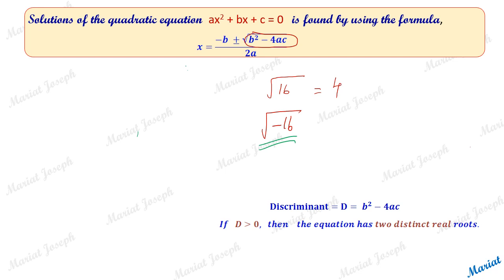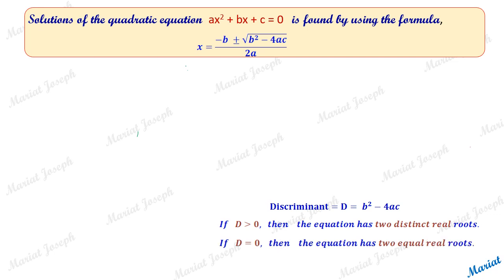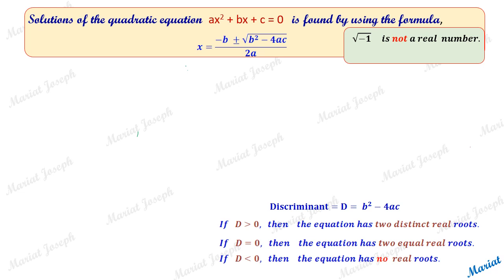So, the discriminant is b² − 4ac. We have already discussed all these parts, and if D is greater than 0, less than 0, equal to 0, all these parts we have already discussed. So the square root of minus 1 is not a real number. It is denoted as i.